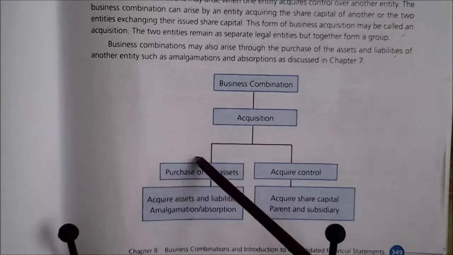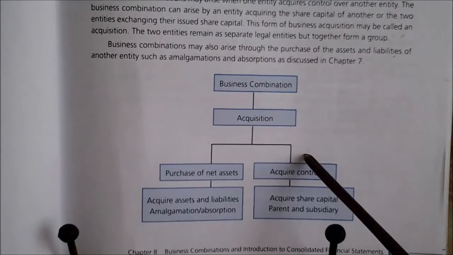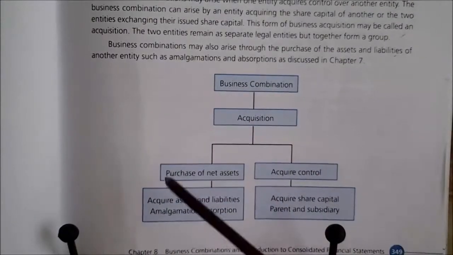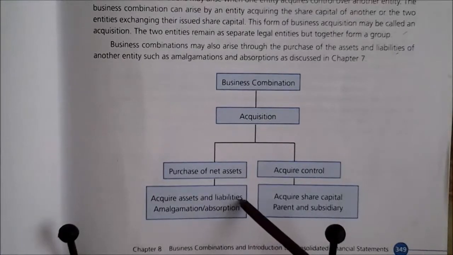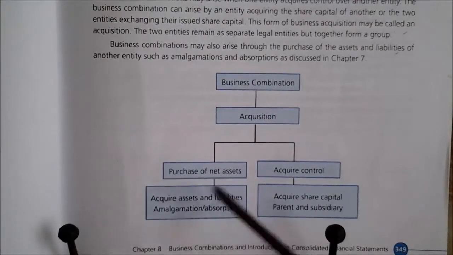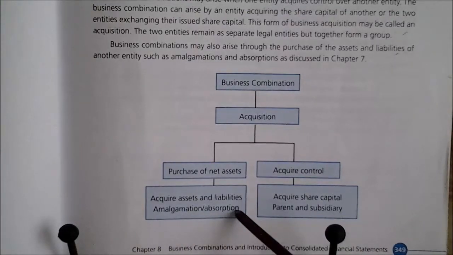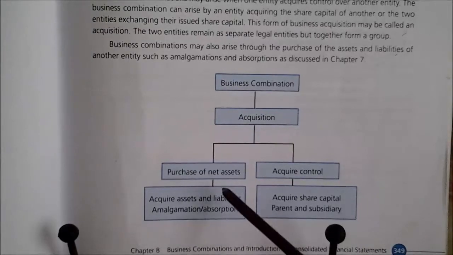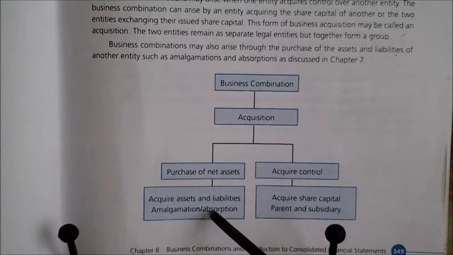Let's say A wants to take over B. So they say, okay, I will purchase all the assets of B company. When they acquire the assets, they also have to take over the liabilities. This can also be known as amalgamation or absorption. These are almost similar but slightly different, so we will discuss this later.